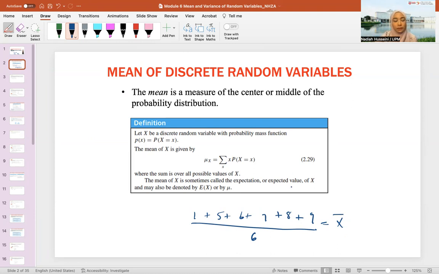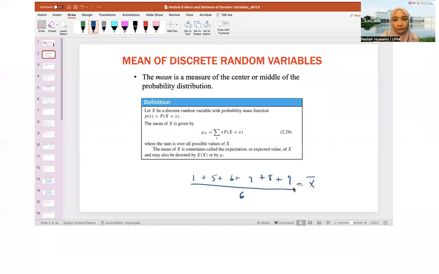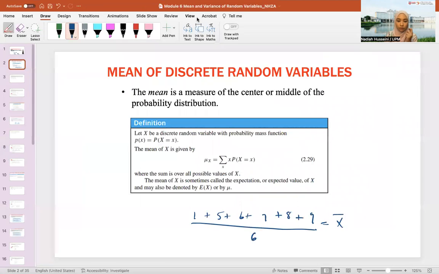But now we're talking about... to switch off my WhatsApp. Okay, now we're talking about the mean of a discrete random variable, which is going to be different.